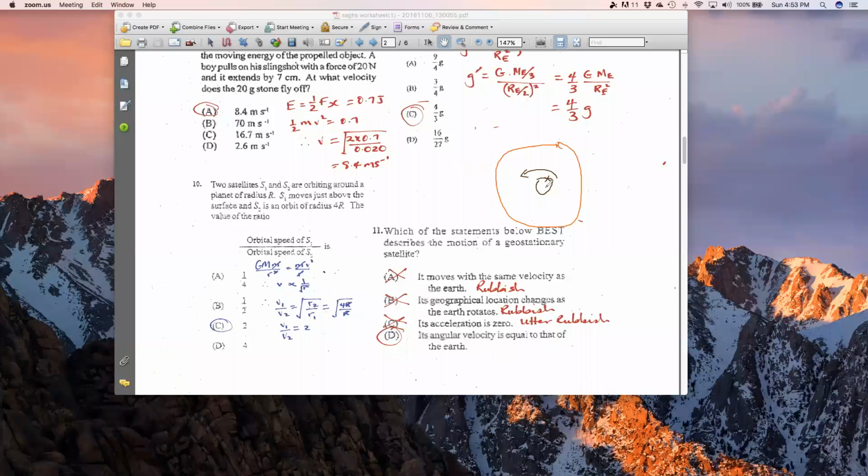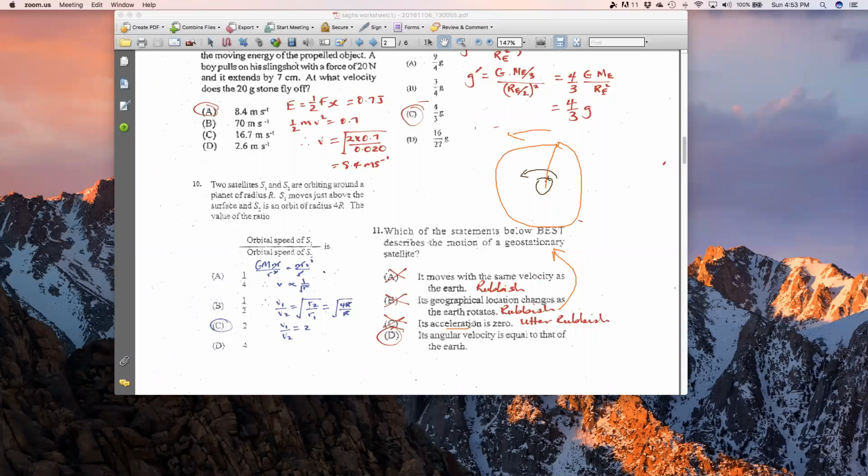In fact, what is constant is the angular velocity. This satellite, starting here, will sweep out the same angle as you on Earth, which is 360 degrees. So to say it's moving at the same velocity is clearly rubbish. Its geographical location changes as the Earth rotates. This is rubbish because it is counter to what geostationary is. Geostationary means the satellite must remain directly above you all the time. Even though you're moving, the satellite is still above you.